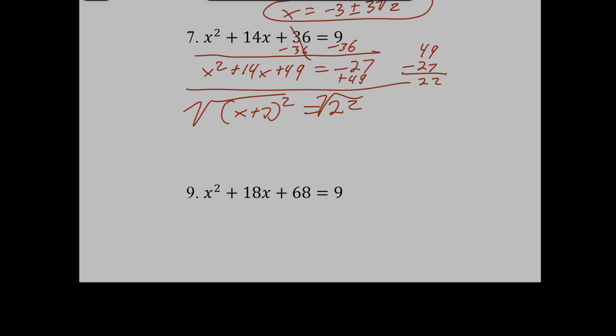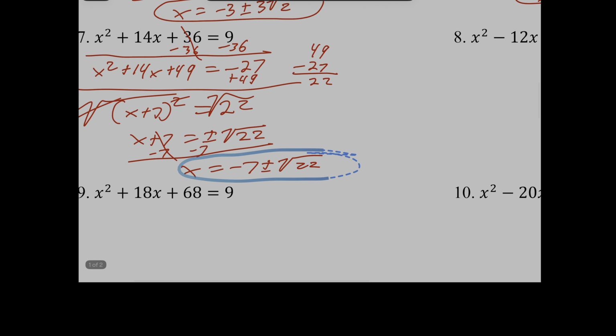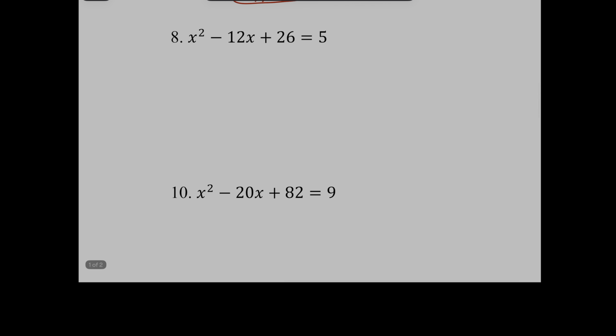Now I'm going to square root both sides, and I get x plus 7 equals plus or minus root 22. That's 11 times 2. I can't break that down anymore. So now I'm going to subtract 7 from both sides, x equals negative 7 plus or minus root 22. And there you go. Let's go on to number 8 now.